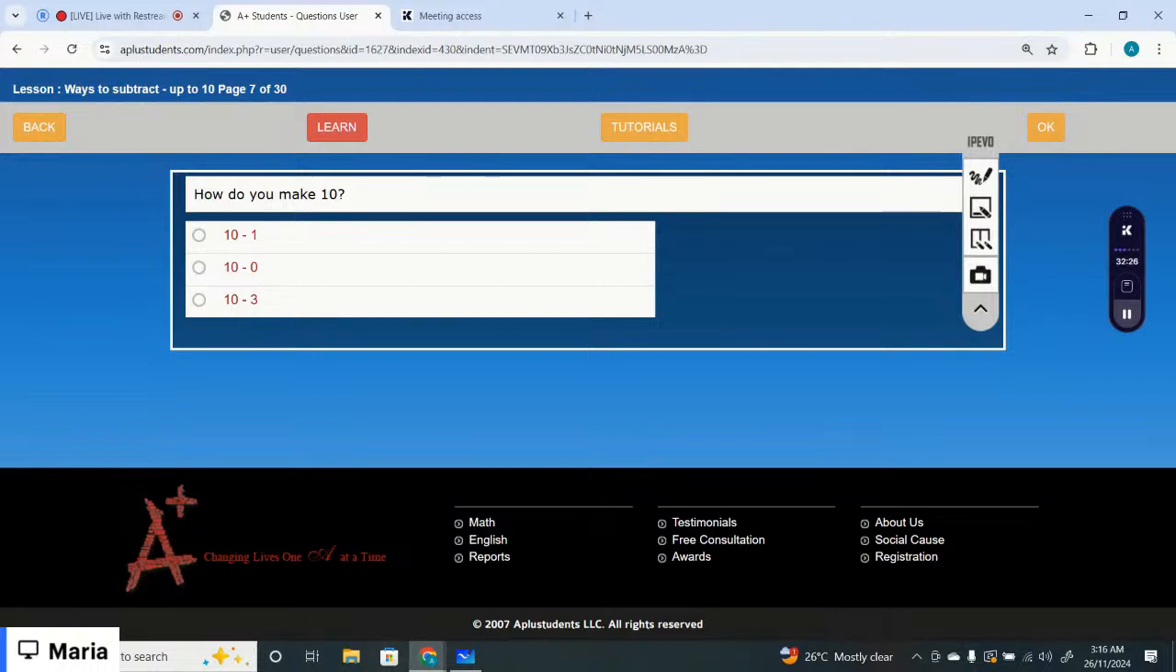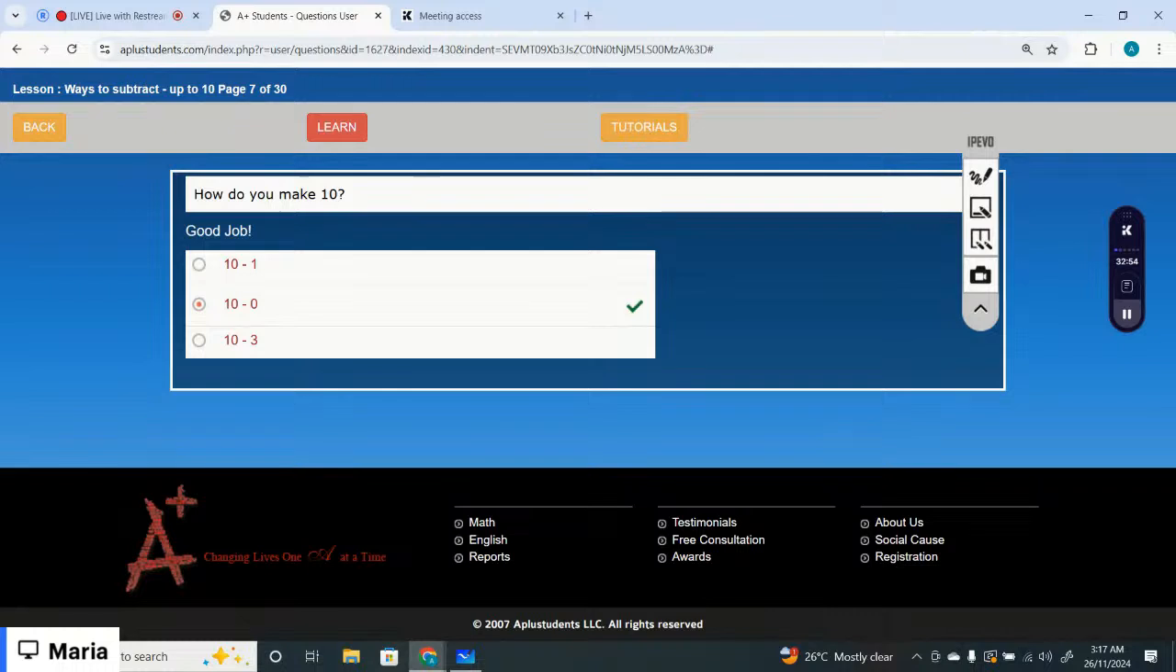How do you make 10? Which is the correct option? That is 10 take away 0 is 10. Option number 2 is the correct option. That is 10 take away 0.